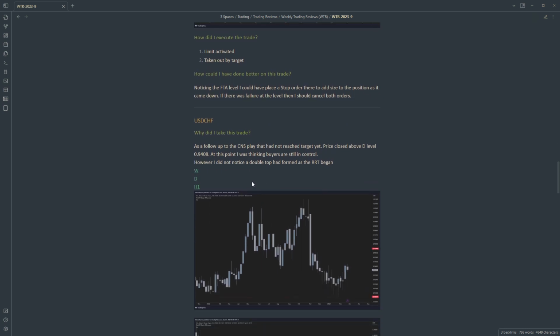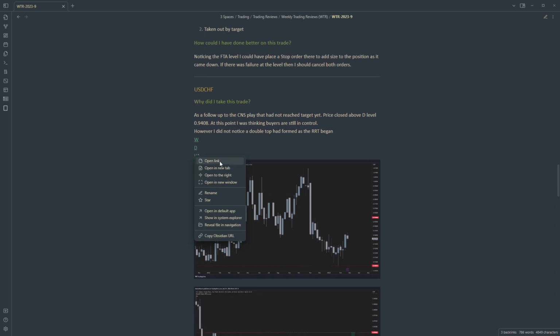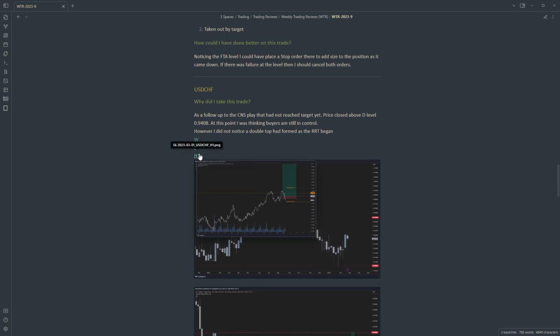So now going to Dollar Swiss. Why did I take this trade? As a follow-up to the channel news spike play that had not reached target yet, price closed above daily level 0.9408. At this point, I was thinking buyers are still in control. However, I did not notice a double top that had formed as the round of retest began. Let's go ahead and open that up and see what I was talking about.